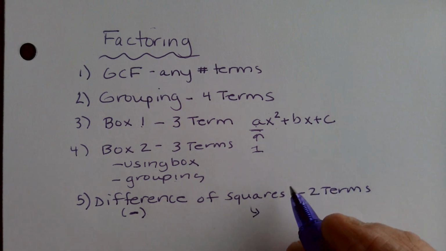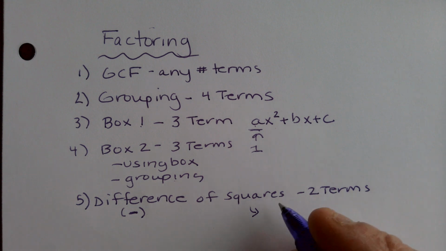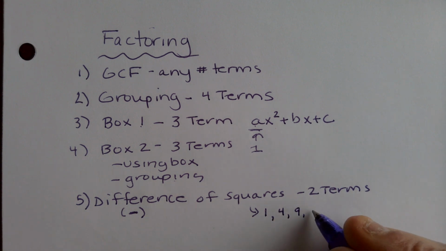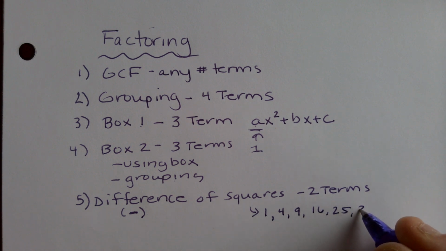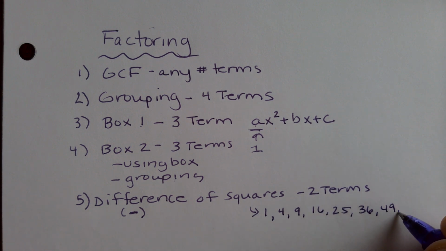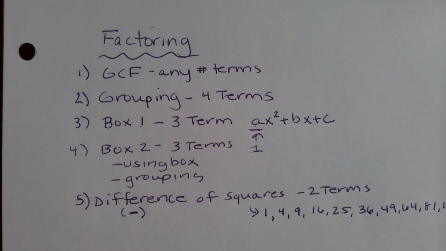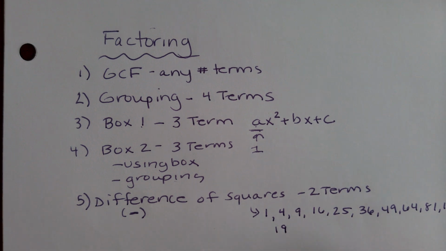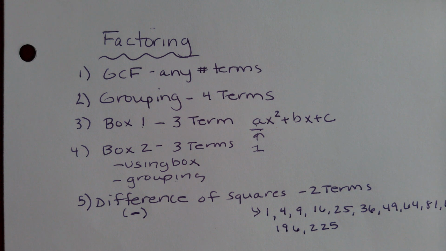Any number that is raised to the second power. So 1 squared is 1, 2 squared is 4, 3 squared is 9, 16, 25, 36, 49, 64, 81, 100, 121, 144, brain fart, 196, 225, missed one. Yeah, there it is.